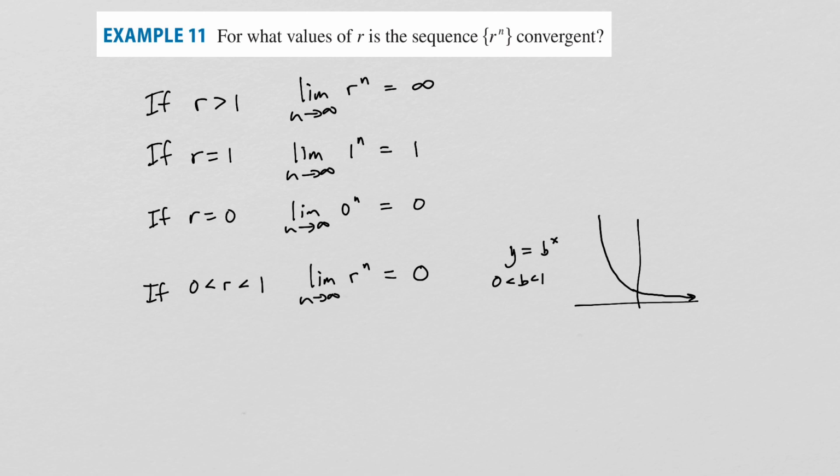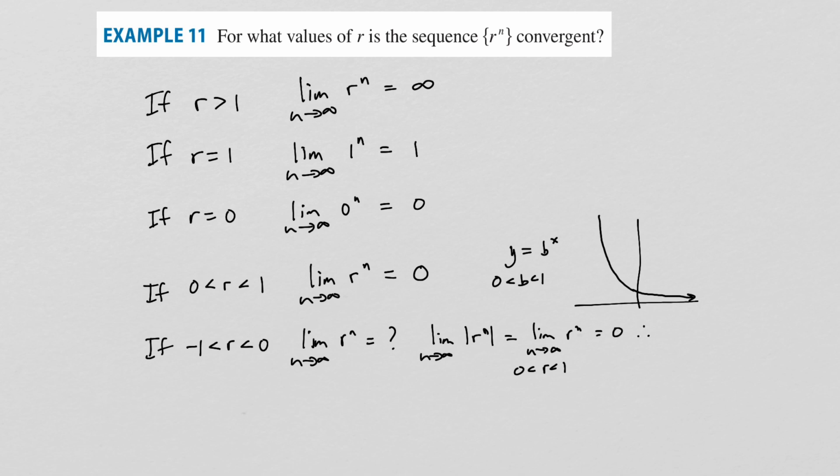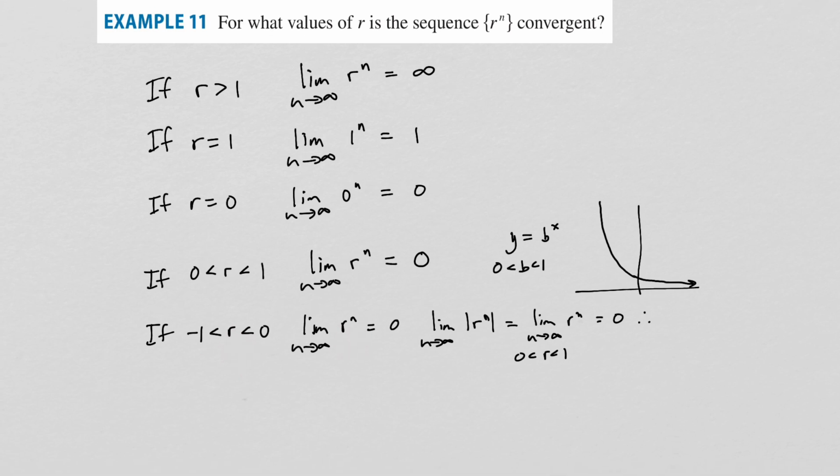Now, what do we do if r is a number in between -1 and 0? What is the limit as n goes to infinity of that? Well, we know that if we take the limit as n goes to infinity of the absolute value of r to the n, this would be the same as the limit as n goes to infinity of r to the n when r is a number in between 0 and 1. And we already know that that limit is 0. Therefore, the limit here must also be 0. So we're just using that absolute value theorem once again.